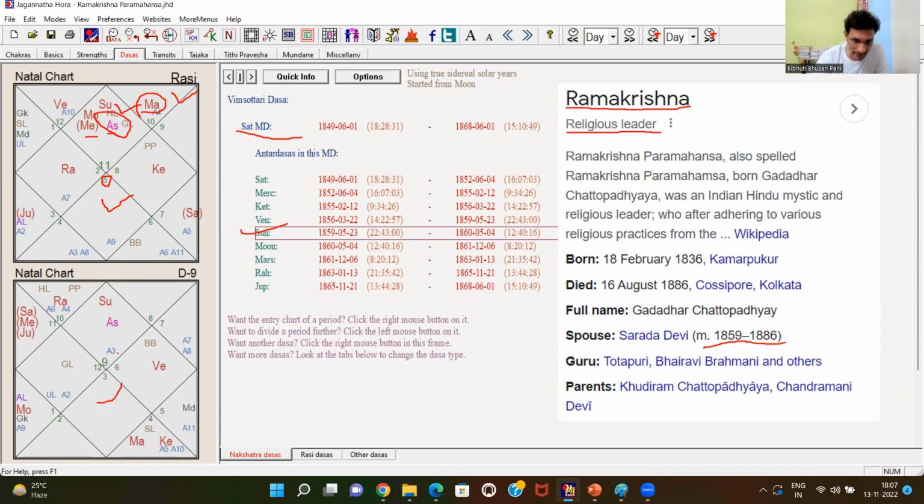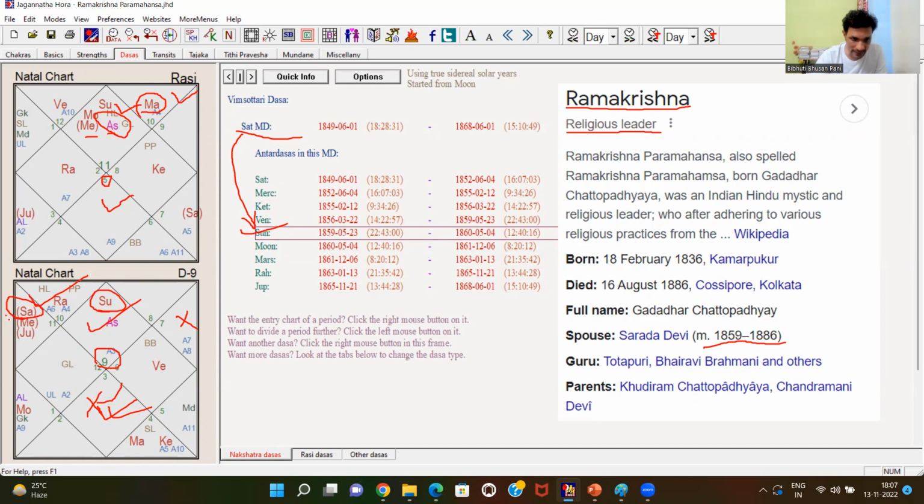You see, in D9 the Lagna is Sagittarius, and Sun is in the Lagna. So it represents Ramakrishna Paramahansa. The 7th house is Gemini, which is lorded by Mercury. No planet is in the 7th house, no planet in the 11th house. But Saturn is present in the 3rd house. So Saturn can give marriage. So it was the period Saturn and Sun when Ramakrishna Paramahansa got married.